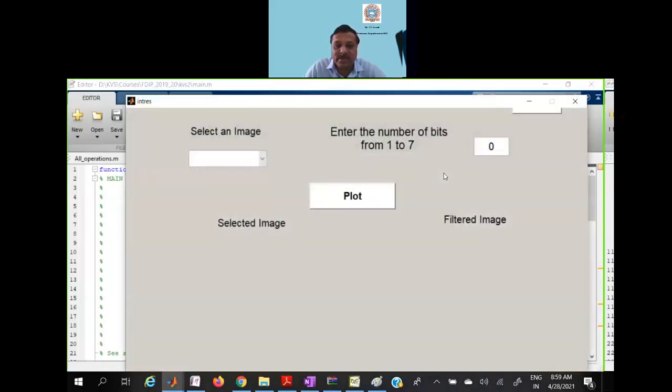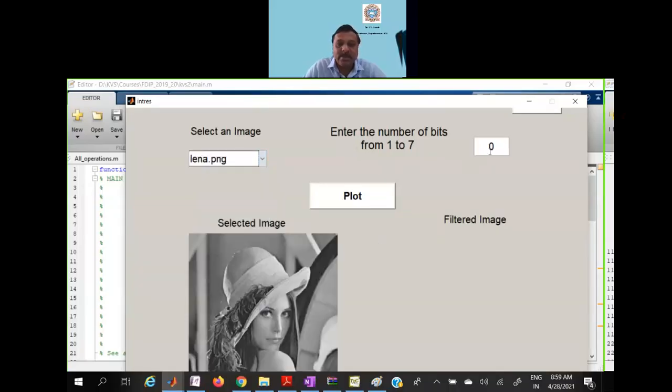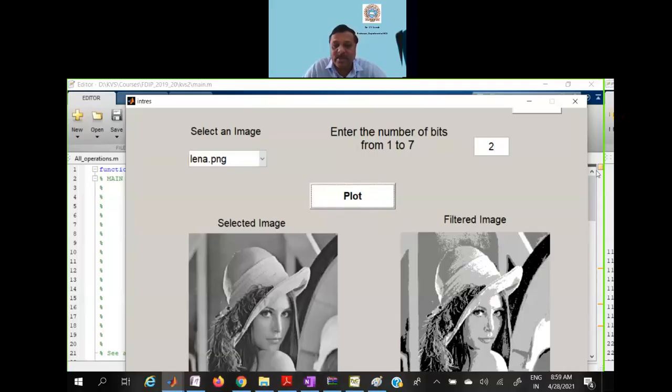For example, intensity resolution. Let me use some image here, and let me represent this by using say 2 bits. 2 bits means, all of you know, there will be 2 to the power of 2, that is 4 gray levels. So notice, I hope you can see the image. There are 4 gray levels. There is a black gray level, there is a white gray level, there is another gray shade here, another gray shade here. The entire image is represented by 4 gray levels.